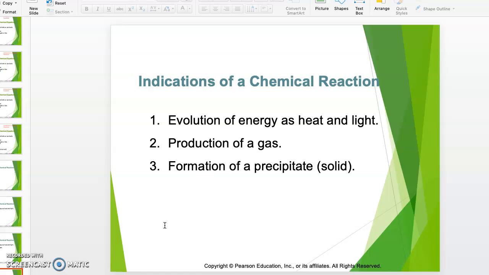Another one is formation of a precipitate. We can identify it as a PPT, letter P, letter P, letter T, instead of writing precipitate all the time. Think of precipitation: rain, snow, sleet, hail. It comes from the sky.